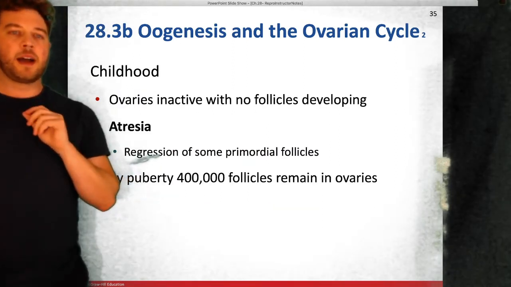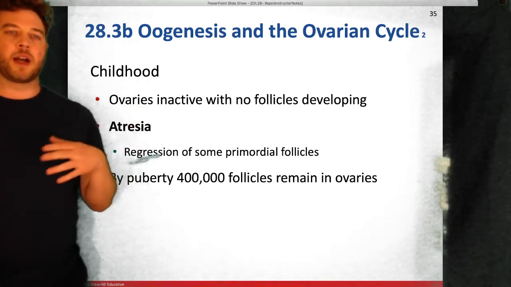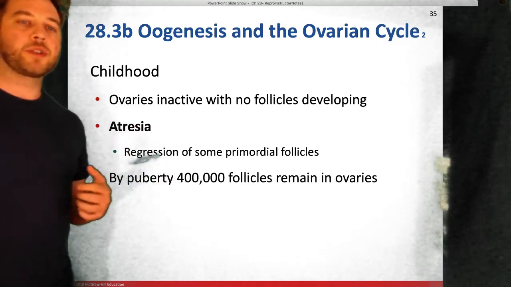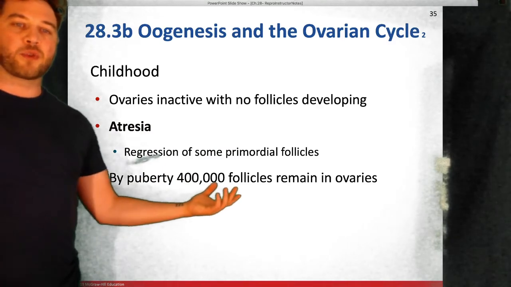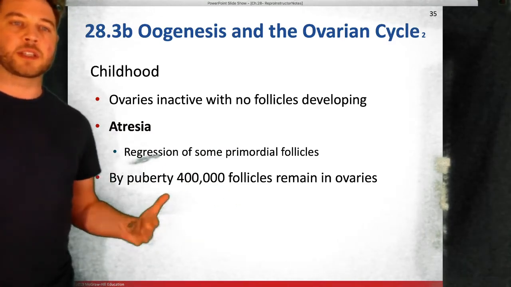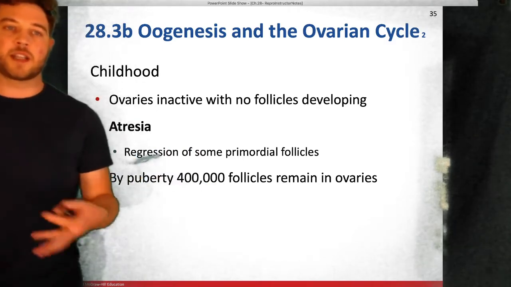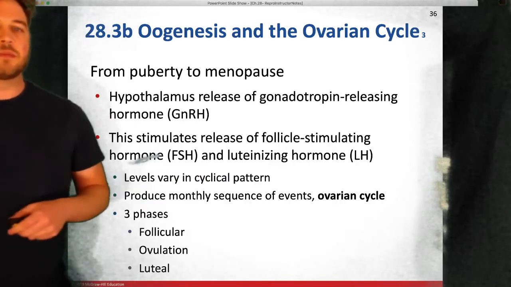So during childhood, before puberty, the ovaries are inactive. You have atresia that occurs, which is regression of some of those primordial follicles. So by puberty, about 400,000 follicles remain in the ovaries. And again, those are going to contain your oocytes. So about 400,000 eggs present at puberty, roughly.